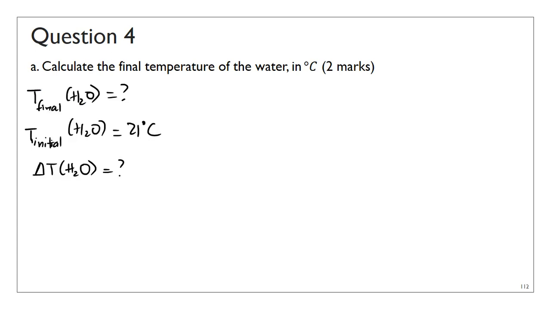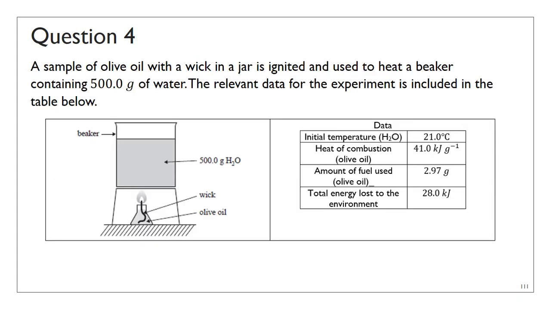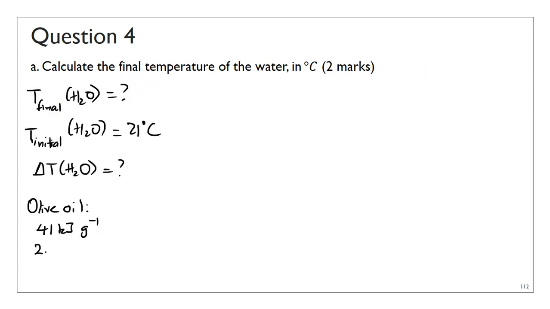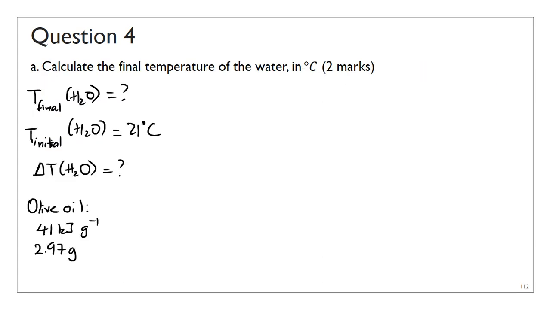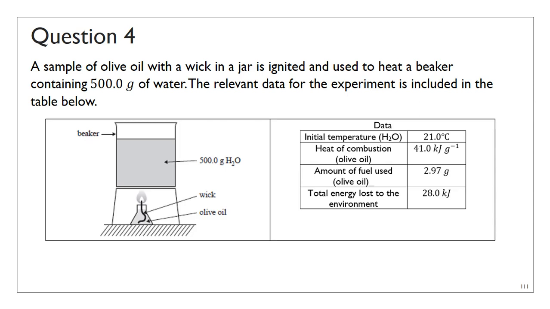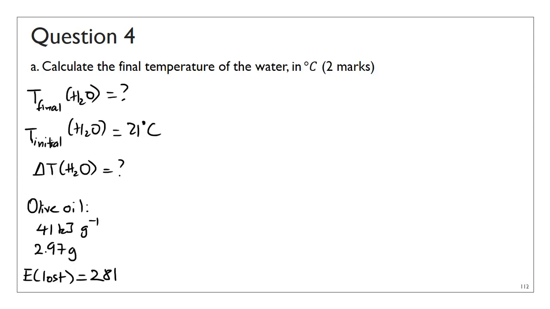So we will talk about the fuel. The heat of combustion is 41 kilojoules per gram. And the mass of the fuel that was used was 2.97 grams. And then interestingly, you're also told that 28 kilojoules of energy was lost to the environment. So energy loss is 28 kilojoules of energy.